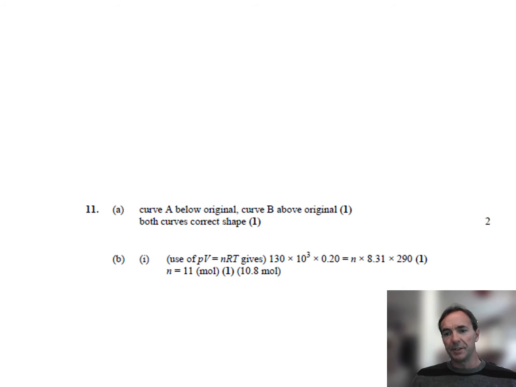And here we are, just the answers. Curve A is below the original, curve B is above the original. Both curves have the same shape, of course. And there you go, there's the calculation. There's your kilopascals, because it's got the 10 to the 3. There's your molar gas constant, there's your kilo, and you end up with 11 moles. A nice, easy number. Notice it's actually 10.8, but because you've been given two significant figures for here and here, that means two significant figures should be given. Concentrate.